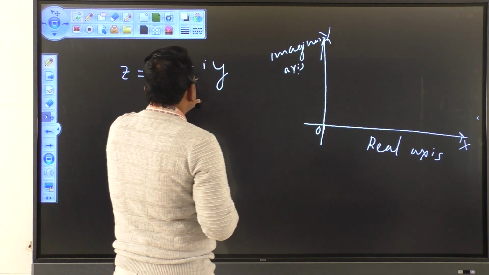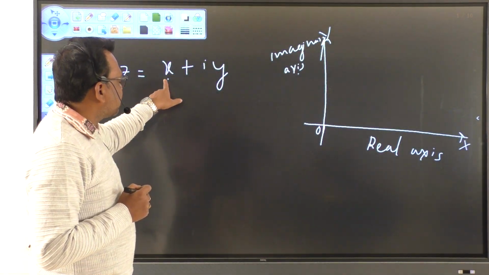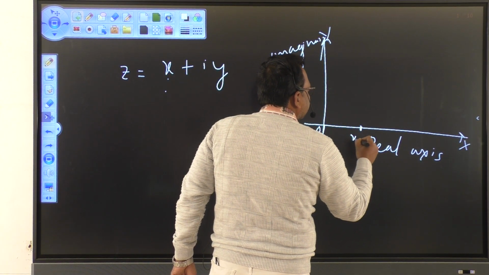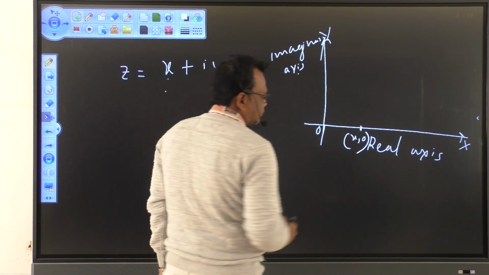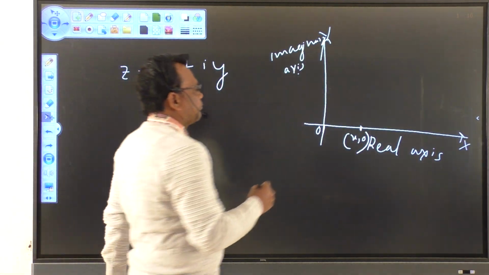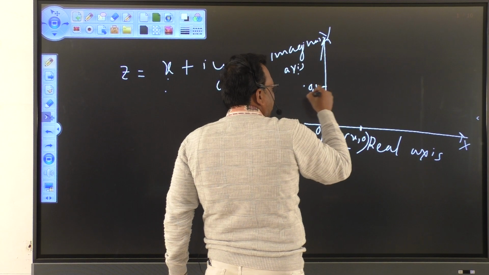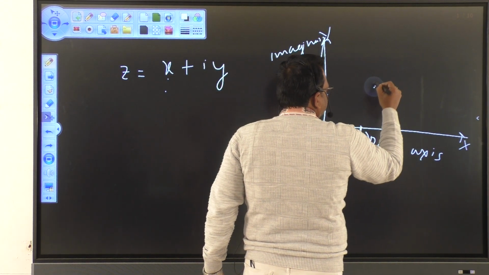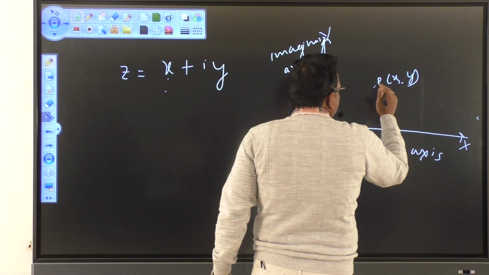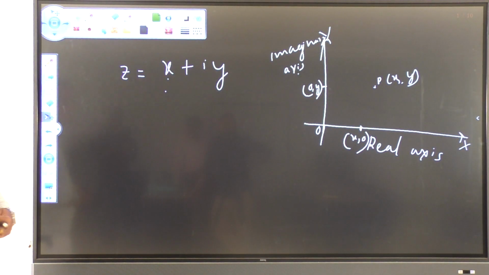Suppose our complex number is x plus iy. Its real part is x, and we will draw this x on the real axis. Suppose this is x, 0. Again, the imaginary part iy, this is 0, y. This is the point P, (x, y). This is the point form of this complex number z is equal to x plus iy.